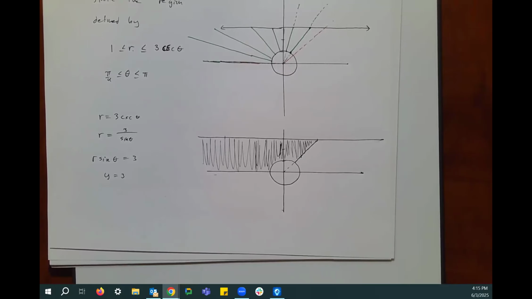Just to answer this question, the reason r equals 1 is a circle is because you're saying the radius is 1 and the angle can be anything. So you just go around. R equals a constant is always going to give you a circle with that radius, because you're just saying the radius is that number.